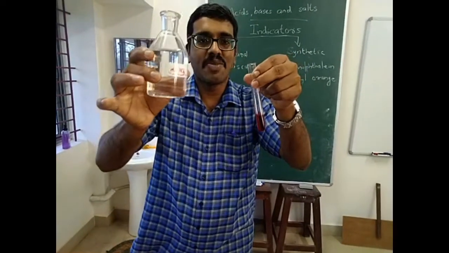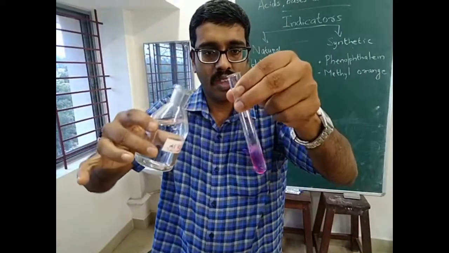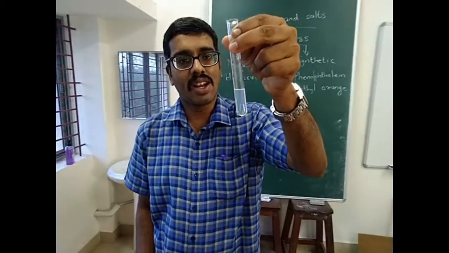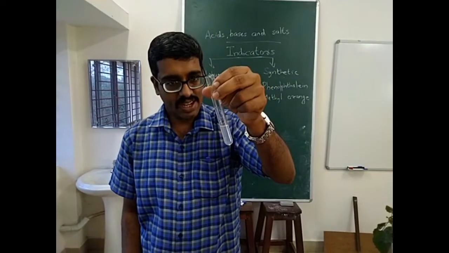Again I am going to add some dilute HCl into this test tube and see. Now the color disappears. Now the solution is said to be acidic.